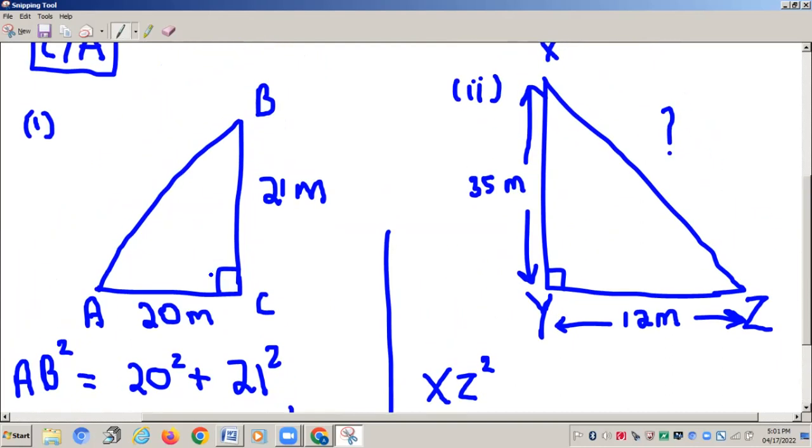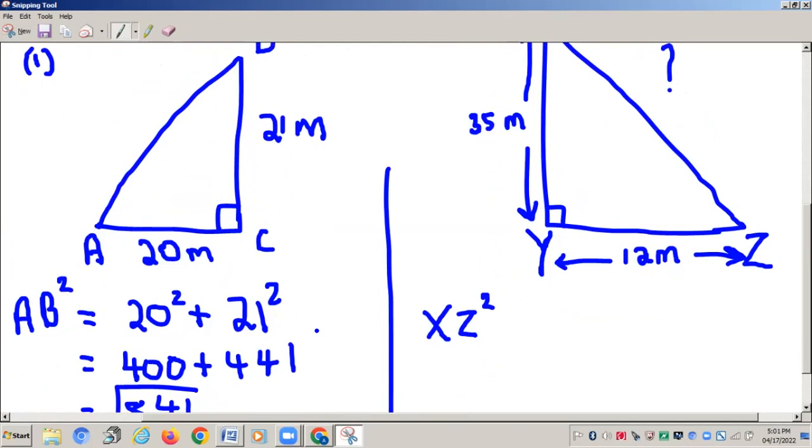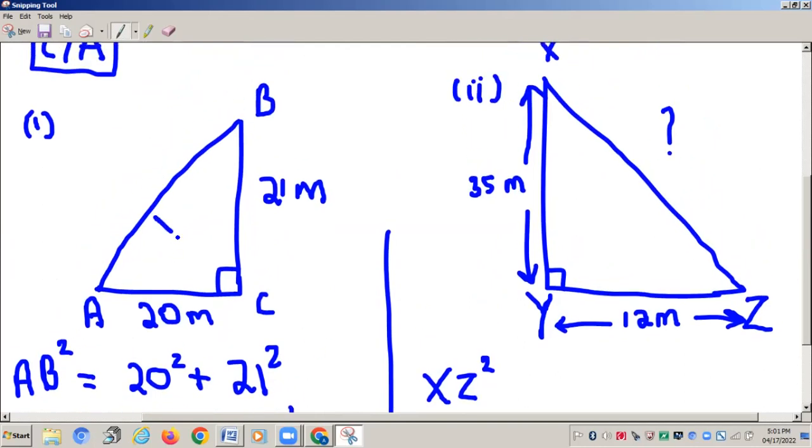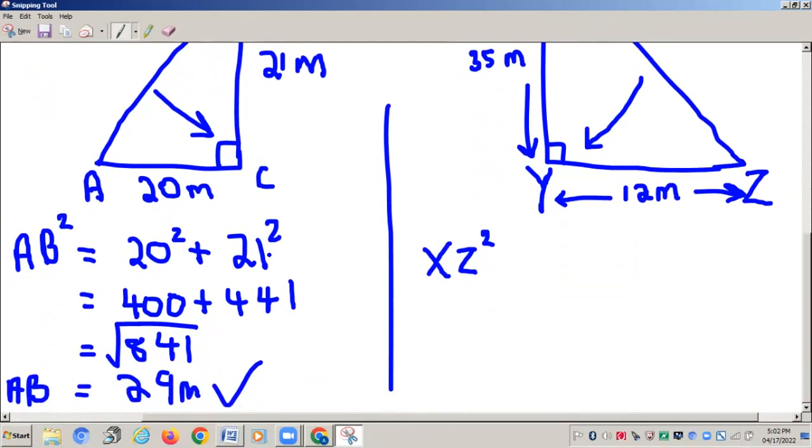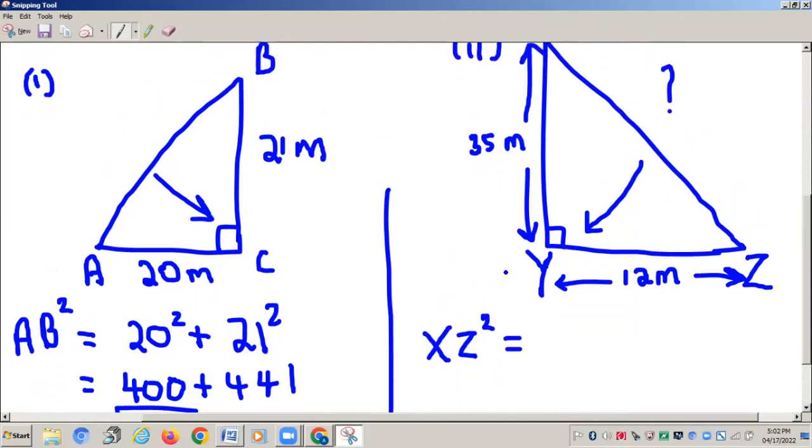Whenever you want to find the longest side, you'll notice AB is a hypotenuse, and XZ is also the hypotenuse. So whenever you want to find the hypotenuse, class, you don't subtract, you add. So you just use this formula here. We're going to look at where we subtract right after this.